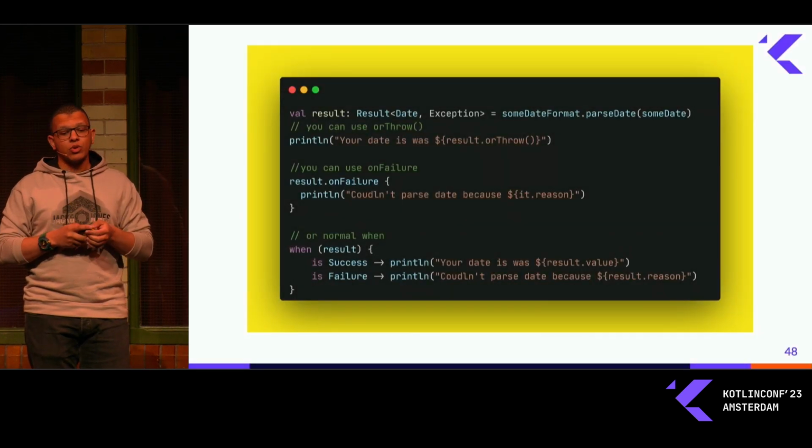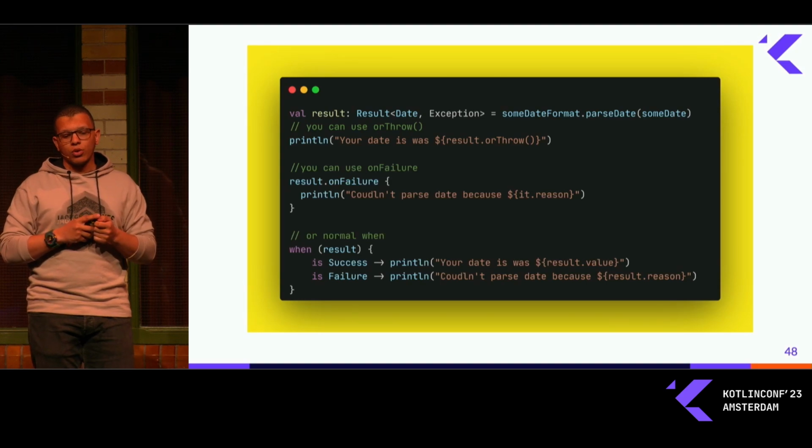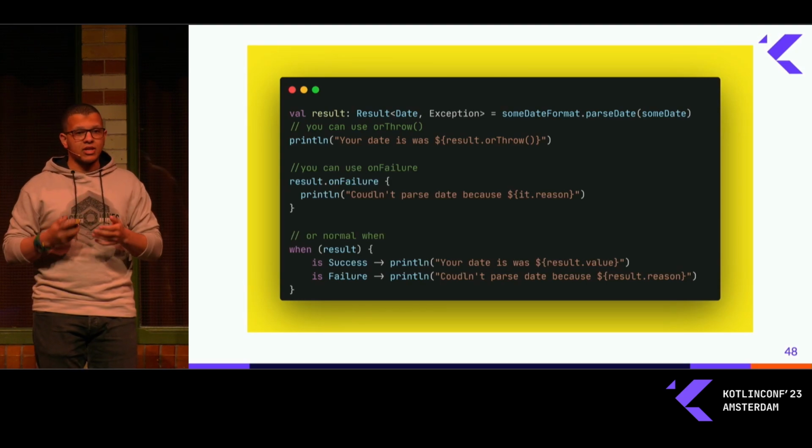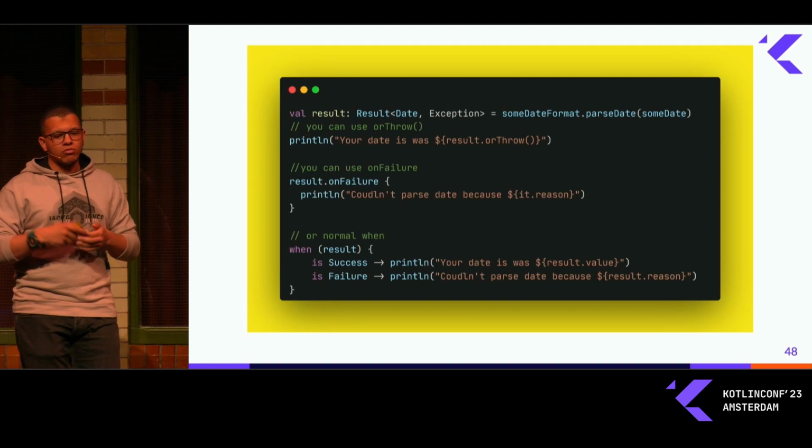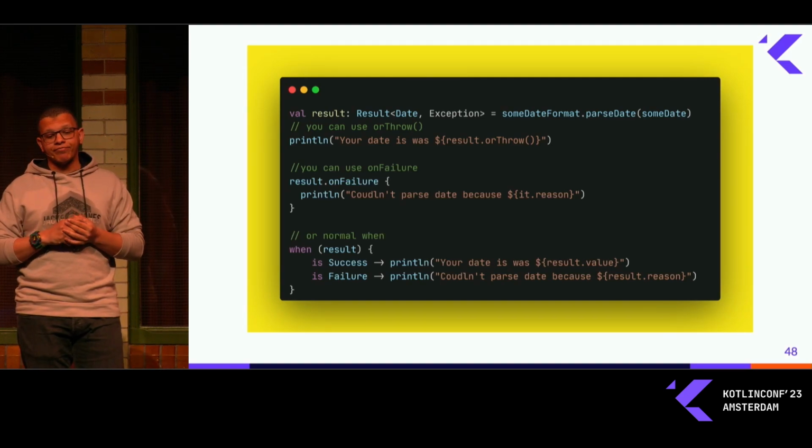So as you can see, you can use the or throw, result or throw. You can use on failure, so you can pass a lambda. Otherwise, it will get you back the result. Or you can use the normal when with success and failure cases.